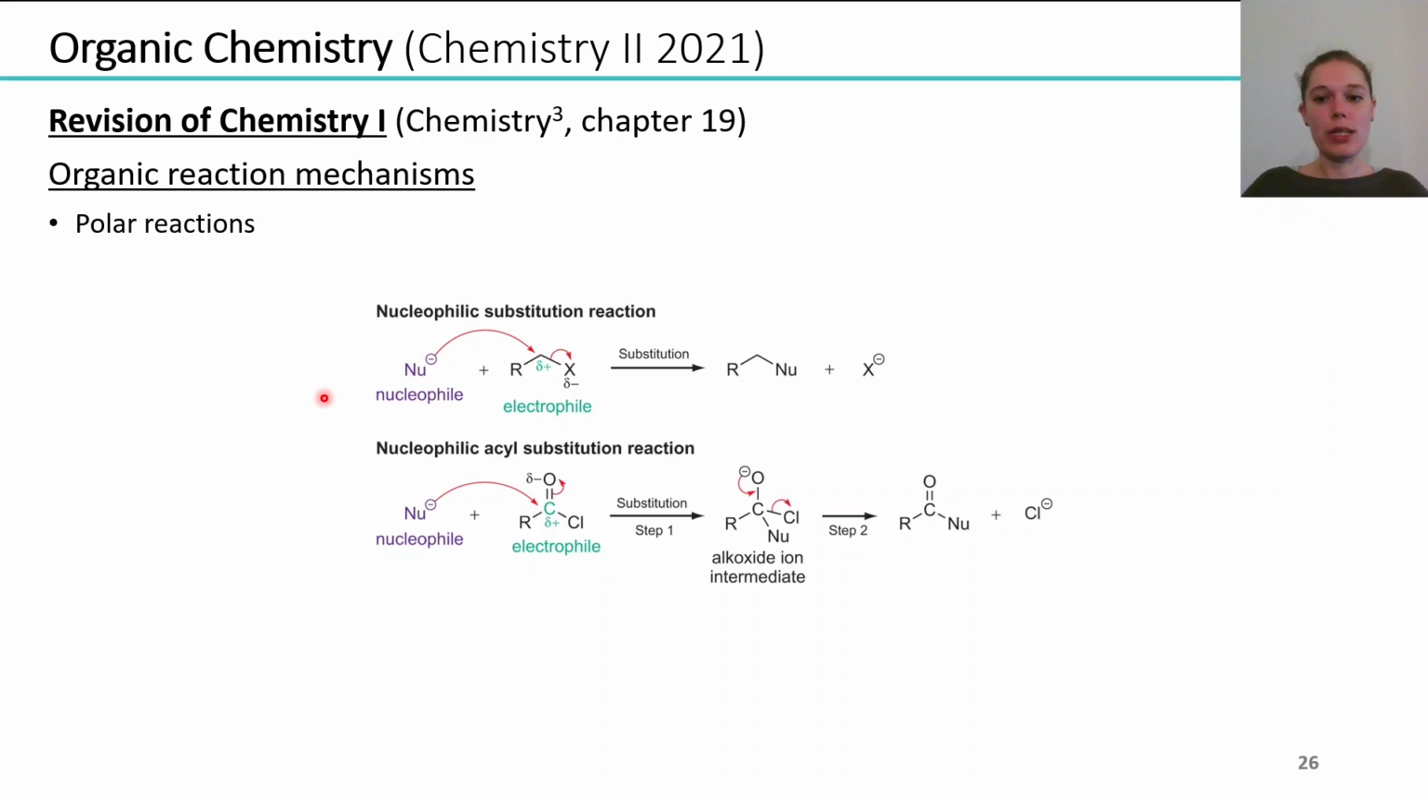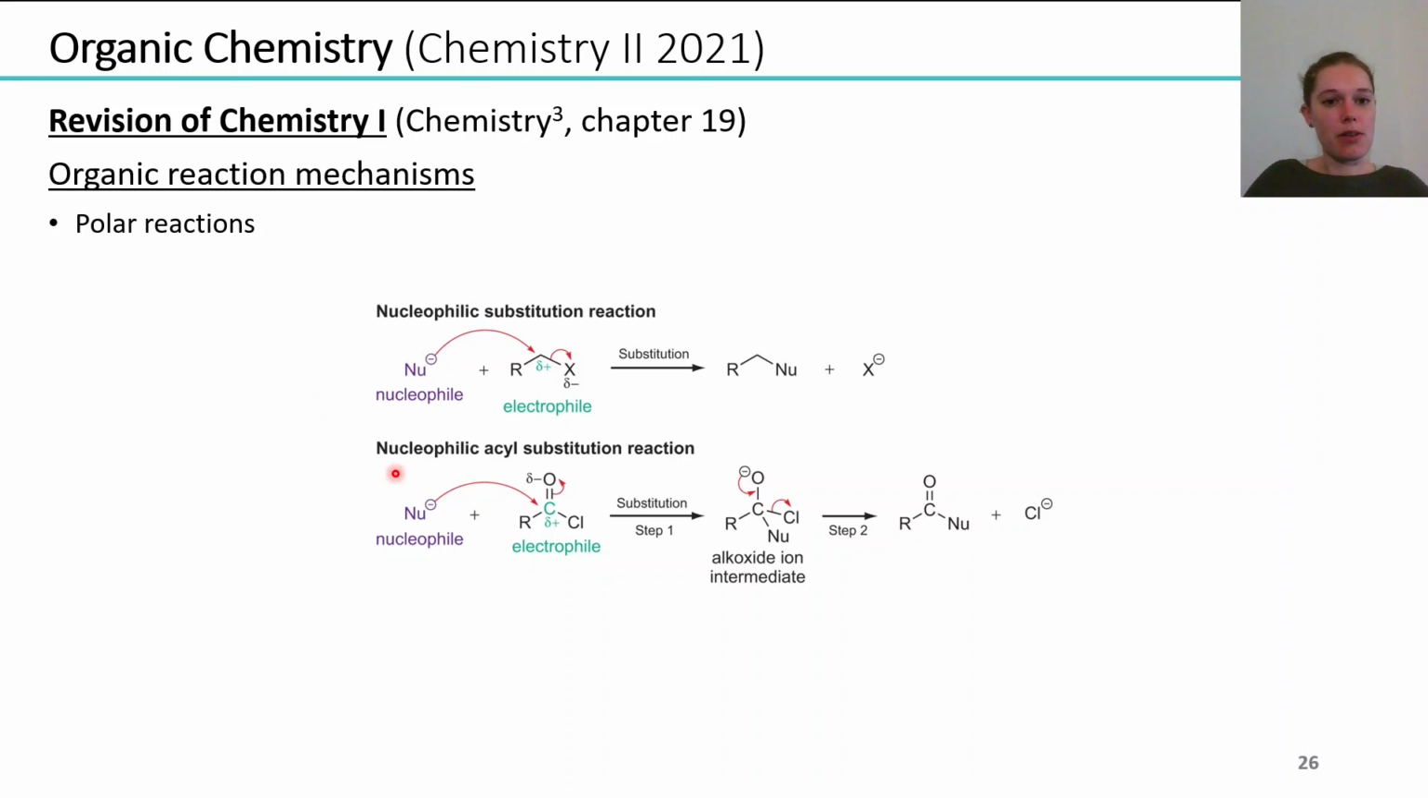Hereby, we form a new carbon-nucleophile bond, while the halogenide ion will leave the molecule, and all these steps will happen during a so-called concerted substitution reaction. So we just have one step, and the new carbon-nucleophile bond will be formed at the same time when we break the old carbon-halogenide bond.